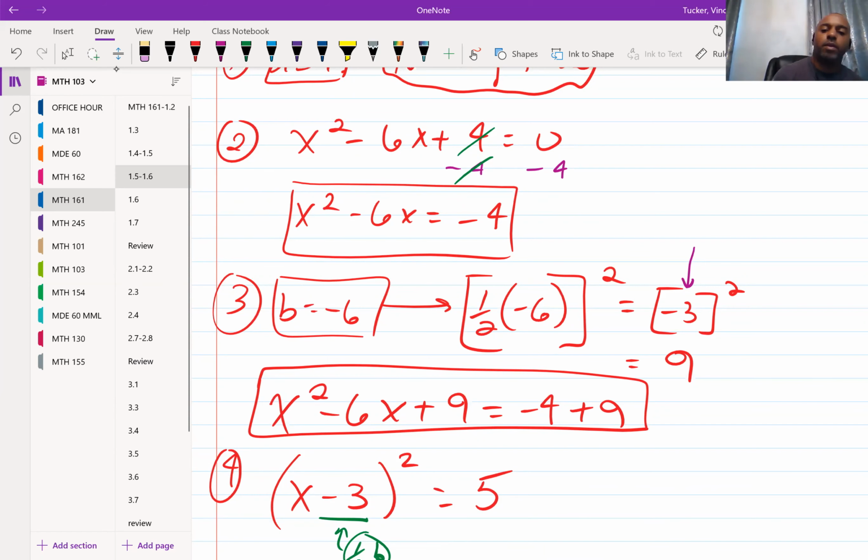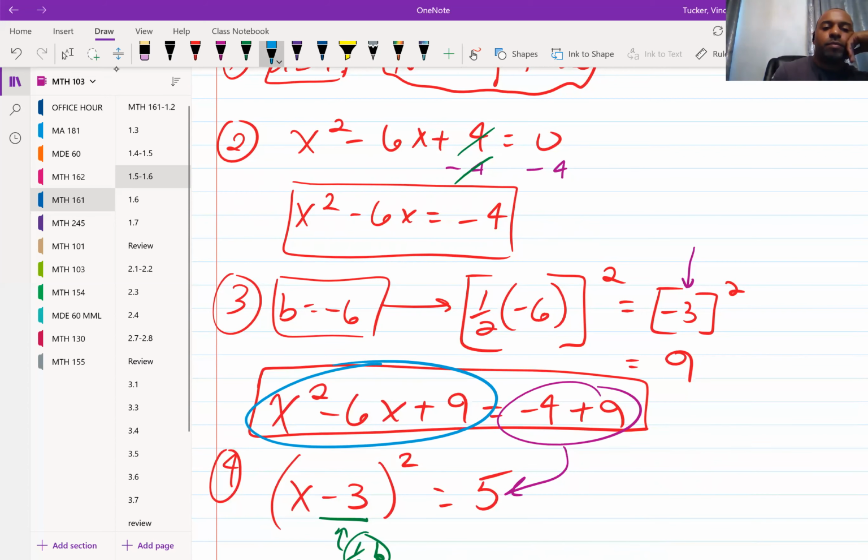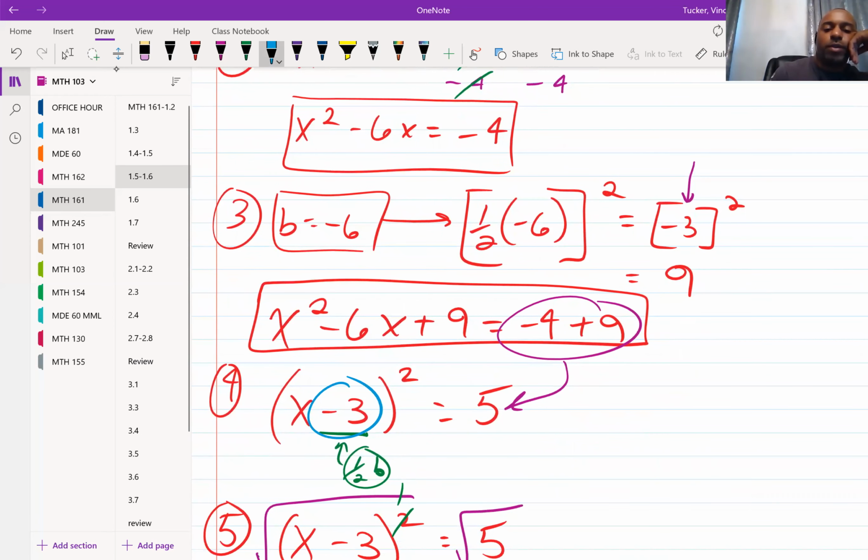All right. So on the right side, we can simplify that easily. -4 plus 9 is 5. Then we factor this trinomial. And if you ever have any problems with your factoring, that's why I was emphasizing here with this arrow. Whatever half your b term is, that is what's going to go right here with your x inside of your square. So half of -6 was -3. So that's why we have x minus 3 squared. And then, of course, on the other side is equal to 5, which is what we did first. So whatever half your b term is will always go in there with x.